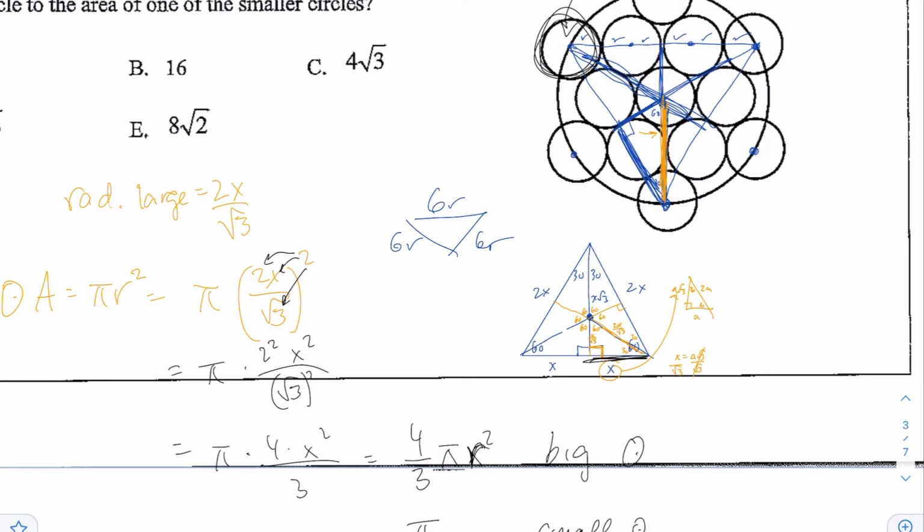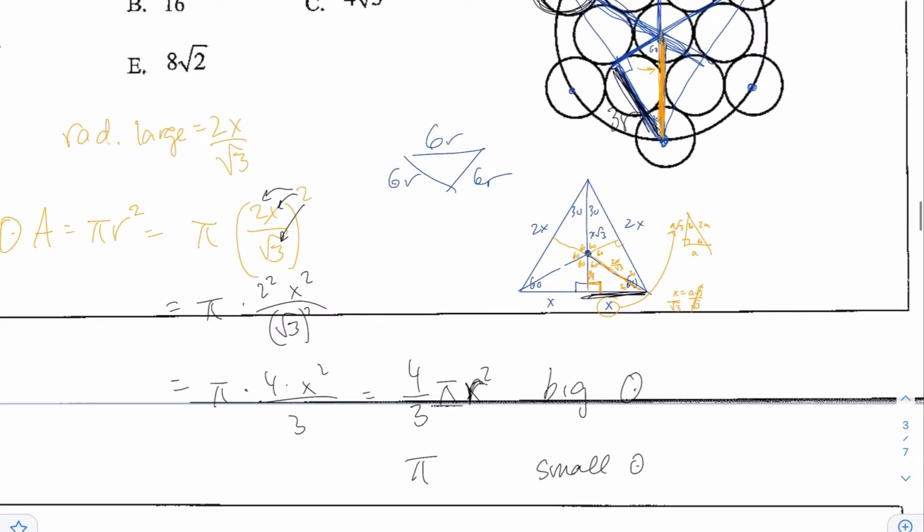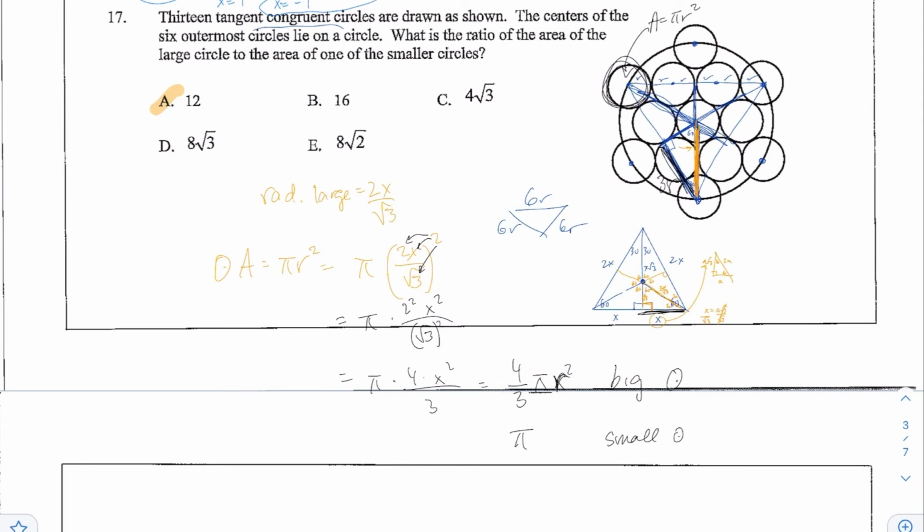Here the x is really this piece, and this piece is equal to 3r. So it'll be pi times this 3r squared. So this would be 4/3 pi times 9r squared. And this is going to be 12 pi r squared. And then for the small circle, just pi r squared. So you divide by pi r squared. Everything cancels out except for 12. So the answer is A.